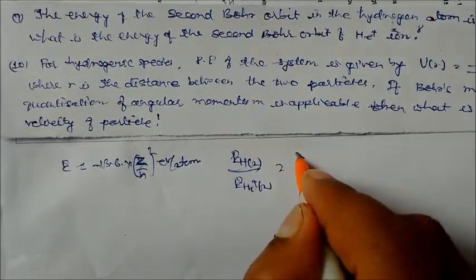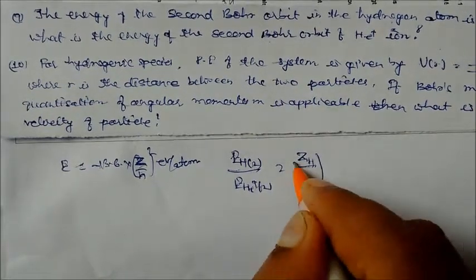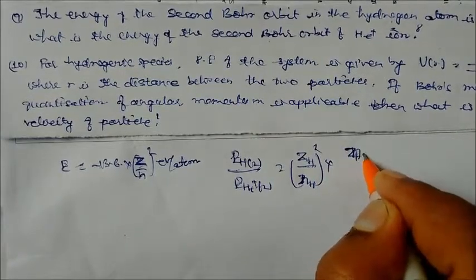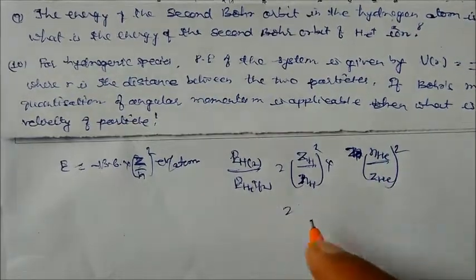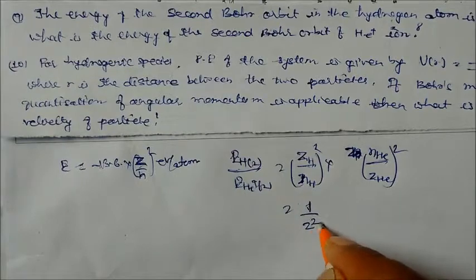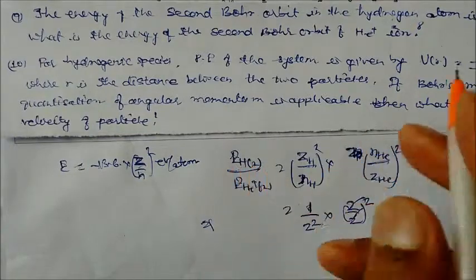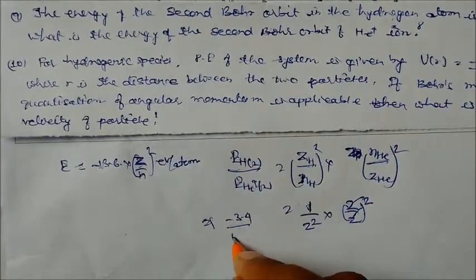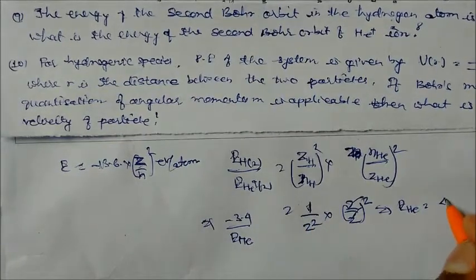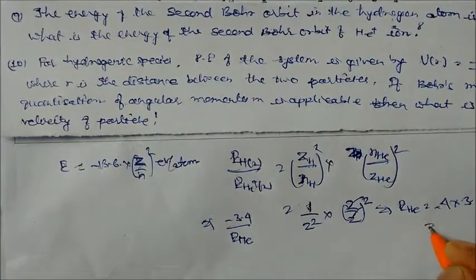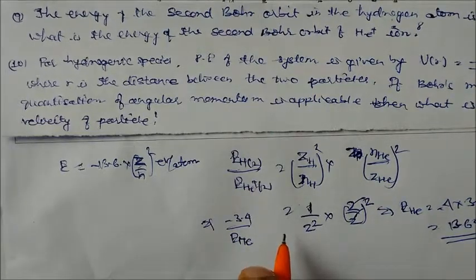So this will be hydrogen divided by helium, equal to n for hydrogen square multiplied by n for helium, divided by Z for helium square. Here the value is 1, this value will be 2 square, this 2 by 2 whole square, so this cancels. The energy of hydrogen is given as minus 3.4 electron volt, so the energy of helium will be 4 into 3.4, with a minus sign. So the answer you will get is minus 13.6 electron volt. So this is our answer.